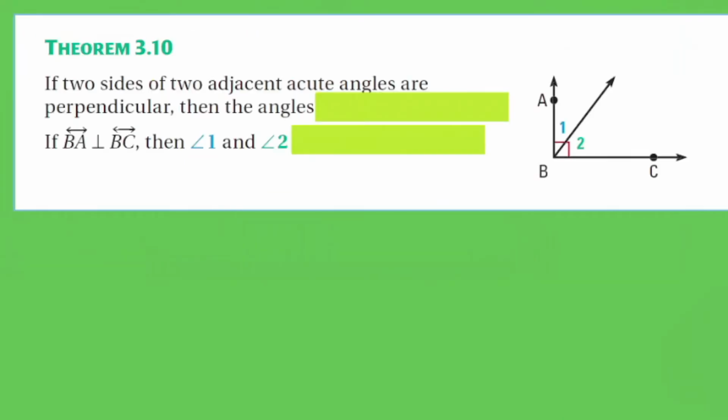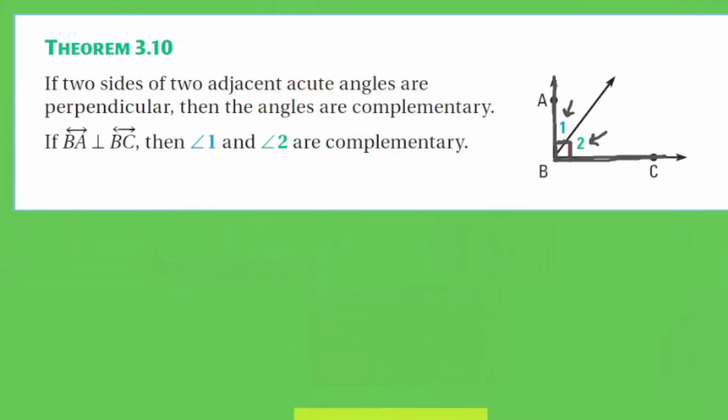Third theorem of the day, Theorem 3.10. If two sides of two adjacent acute angles are perpendicular, that's a lot, so the picture helps me. The setup is the two sides of our adjacent angles are perpendicular. So angle 1 and 2 are adjacent, and 2 of their sides are perpendicular. Then what could we say about angle 1 and angle 2? Well, we have that perpendicular, so we can say that angle 1 and angle 2 are complementary to each other. If line BA is perpendicular to line BC, then angle 1 and 2 are complementary.